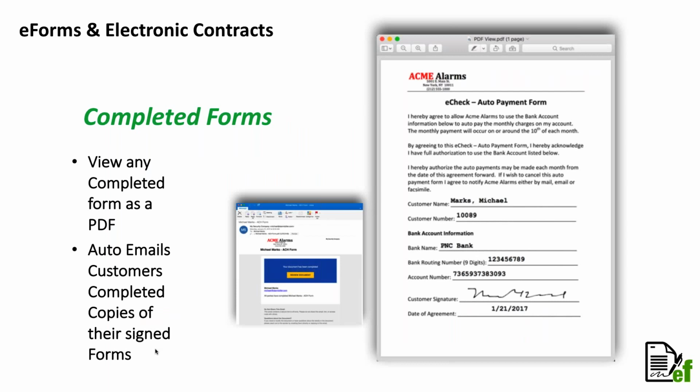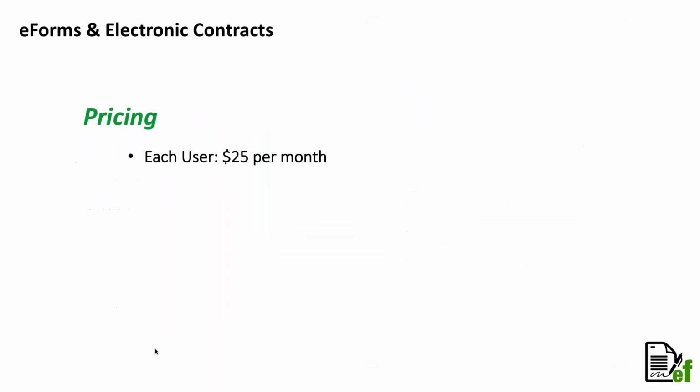Completed forms, you can view the completed form as a PDF. So here's just a sample e-check auto payment form. It automatically emails customers completed copies of their signed forms as well. So once the process is completed, they will get a signed copy as a PDF attachment to the email once it's all completed.